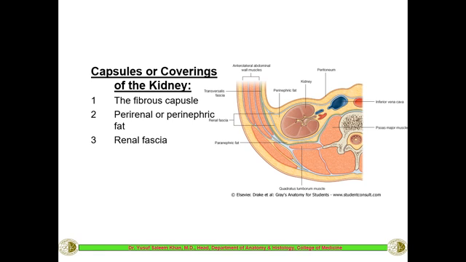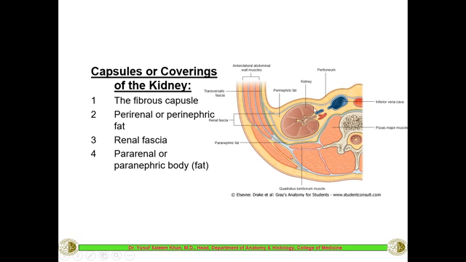Then after that will be a very important fascia, which is called the renal fascia. A very important covering is the renal fascia. So the deepest will be the fibrous capsule. Outside that will be the perinephric or perirenal fat, and outside that is the renal fascia.